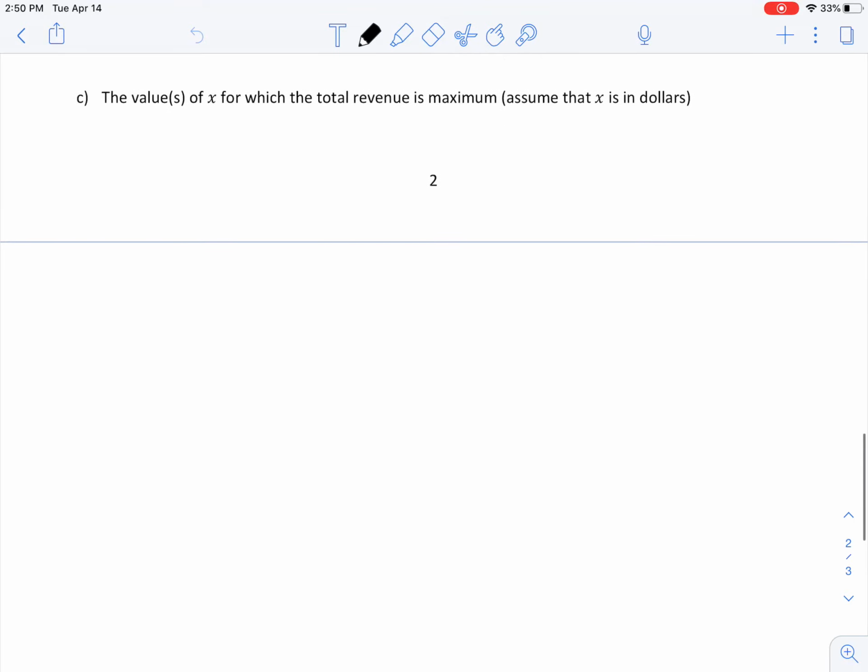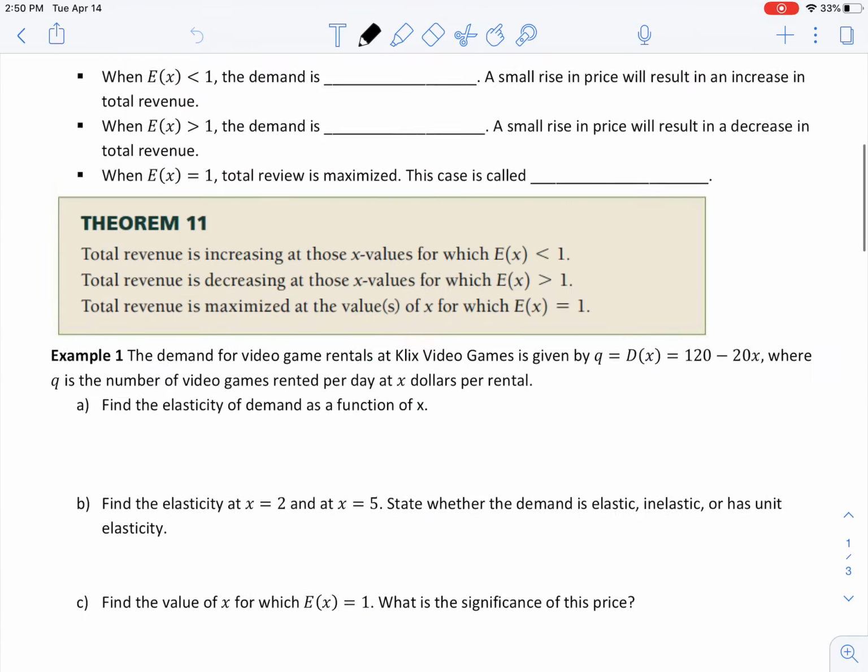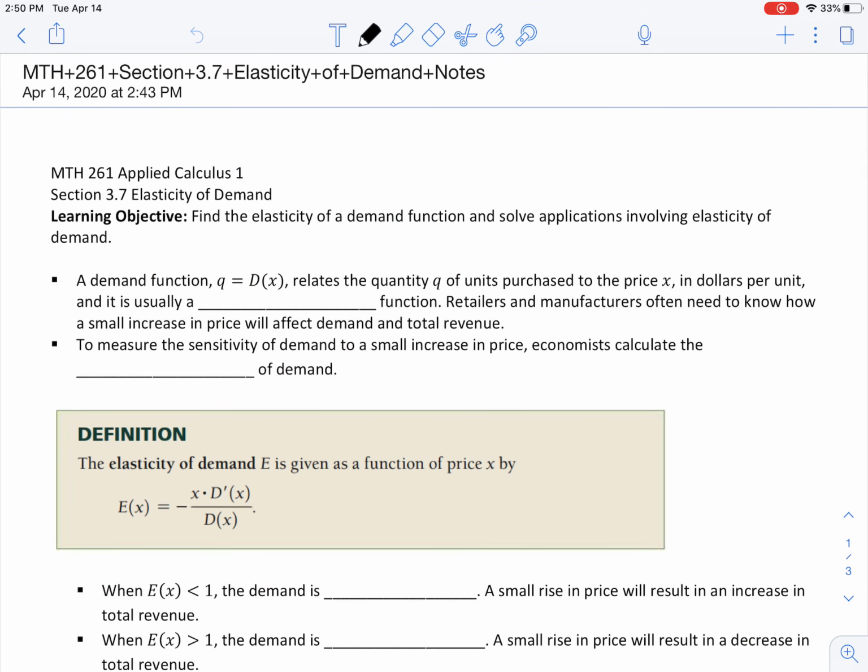Okay. Very similar examples, 1, 2, 3. The third one is a little different, but after these 3 examples, I know you will be able to complete your very short 3.7 MyMathLab homework, which only has 5 problems. Like I said, 3.6 and 3.7 are relatively short, so we'll do both of those today on Tuesday, okay? Alrighty, let's get started. The learning objective is to find the elasticity of demand function and solve applications involving elasticity of demand.